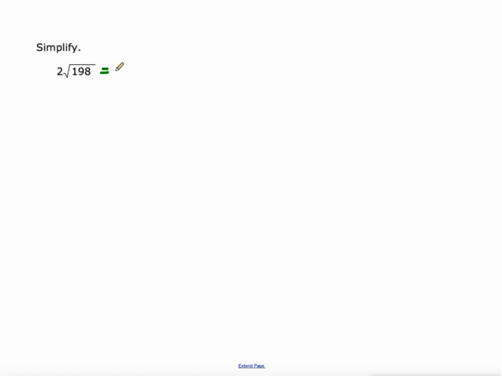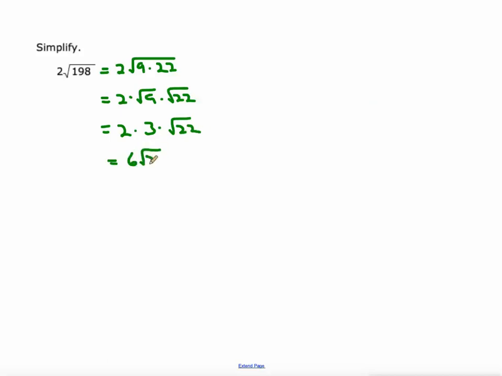So 198, I know that that's divisible by 9. So this is the same as 9 times 22, which is equal to 2 times the square root of 9 times the square root of 22. 22 is divisible by 2 and 11, but neither one of those are perfect squares. So the square root of 9 is 3. And then we'll also do 2 times that 3, which is 6. So 6 times the square root of 22 is the simplified version of 2 times the square root of 198. And you can type them both into a calculator and you'll get the same decimal.